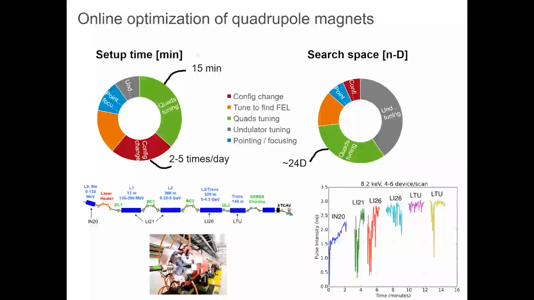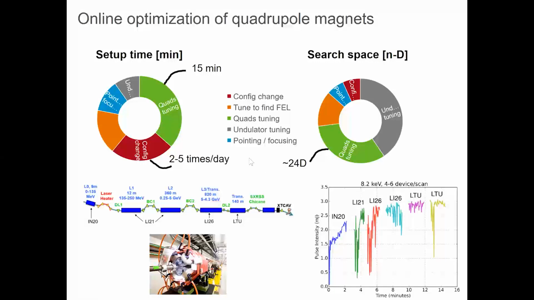So when optimizing an accelerator, the operators take on several tasks. And one of the most time-consuming tasks is quadrupole tuning, which roughly takes 15 minutes in the setup. And the search space is pretty big, around 24 dimensions. We also have configuration changes 2 to 5 times per day. And with each configuration change, everything needs to be retuned.